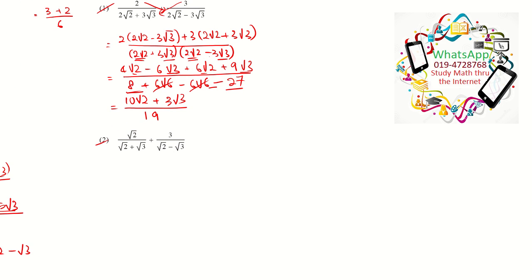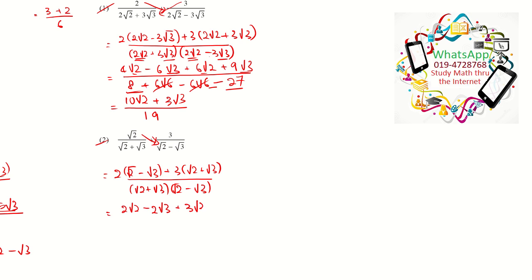Let's take a look at the number 2 here. Right, the same denominator plus root 3, root 2 minus root 3. Cross multiply, 2 times root 2 minus root 3 plus 3 times root 2 plus root 3. Again you get 2 root 2 minus 2 root 3 plus 3 root 2 plus 3 root 3.